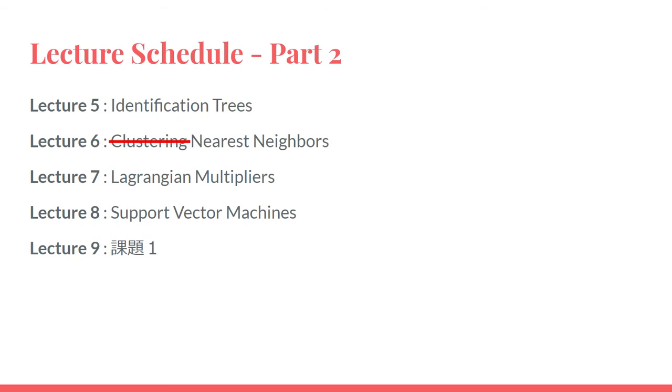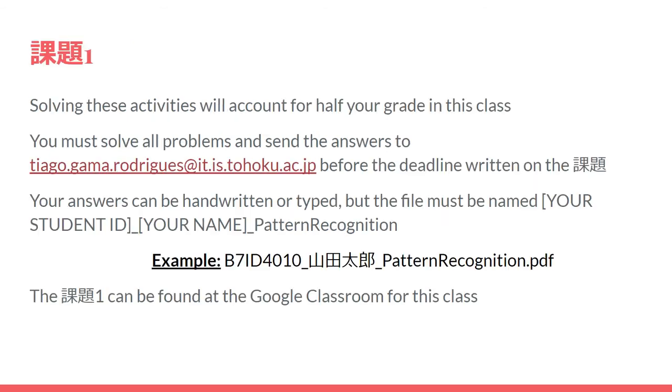This lecture belongs to the second part of our pattern recognition course. Initially, this lecture was supposed to be about clustering, but due to a change in plans, we will discuss nearest neighbors instead. I mentioned this last time, but this second part will have 5 lectures, with the last one being reserved for solving Kadai 1.